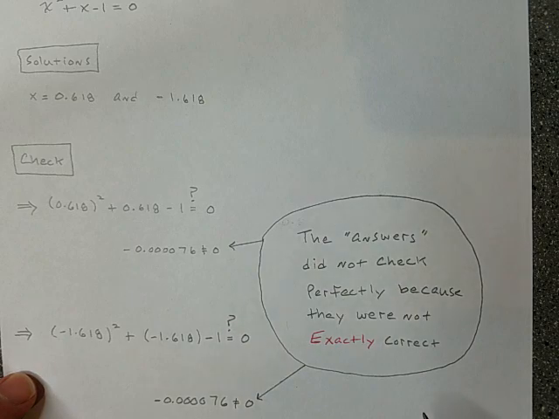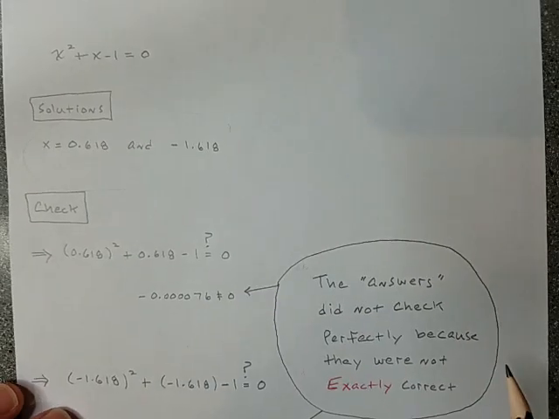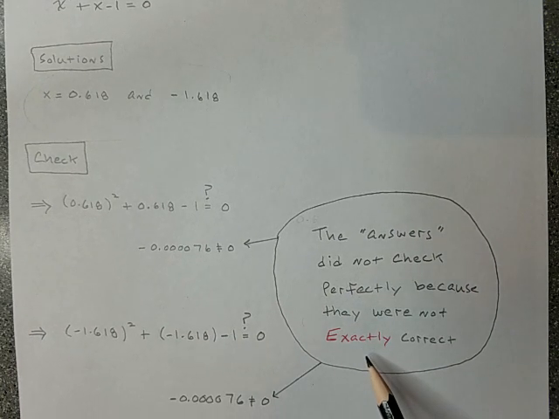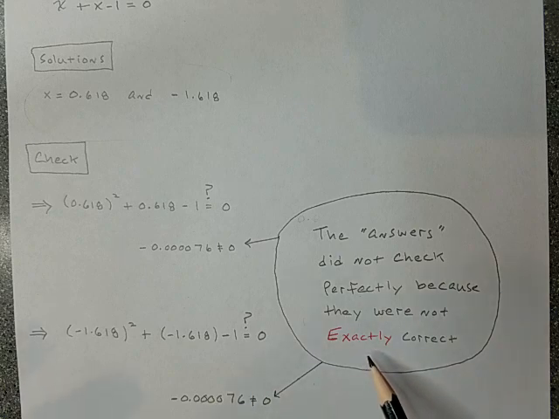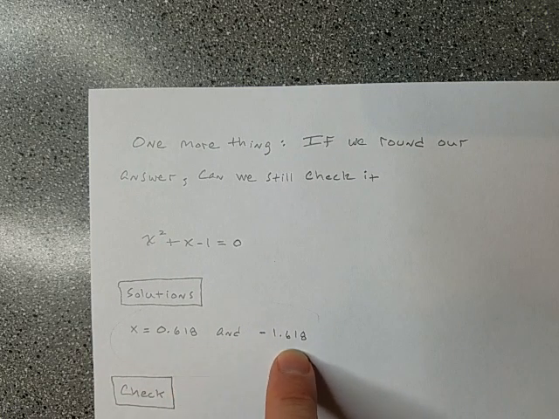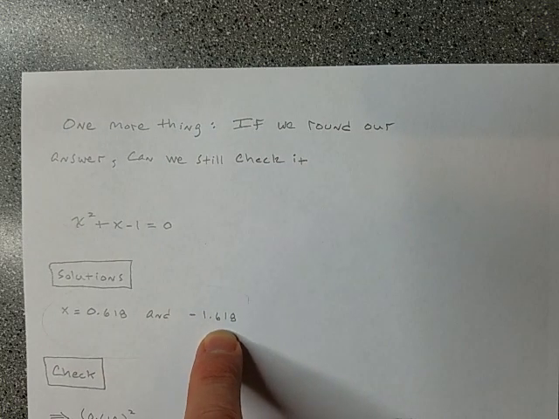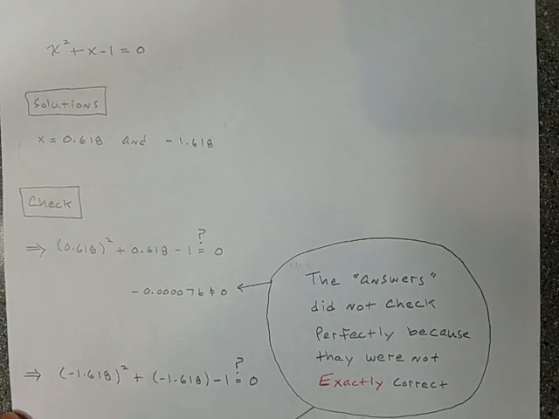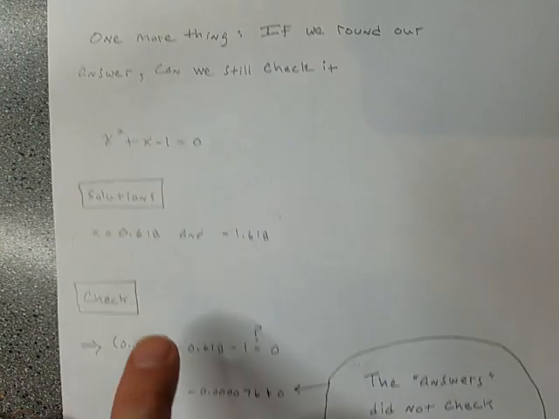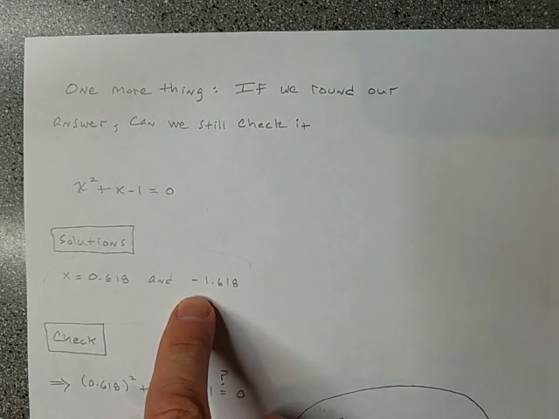So what's the deal? Well, remember, these answers don't check perfectly because they weren't exactly correct to begin with. That's what happens when you round numbers. They're not going to be perfect anymore. They're not going to be exactly correct anymore. Okay? So, yes, if you take a problem and you work it and you round your answer into some decimal and then you try to check it, it probably won't check perfectly. All right? As long as you're aware of that, that's okay. These are still right. It's just that they're rounded and so they're not perfect.